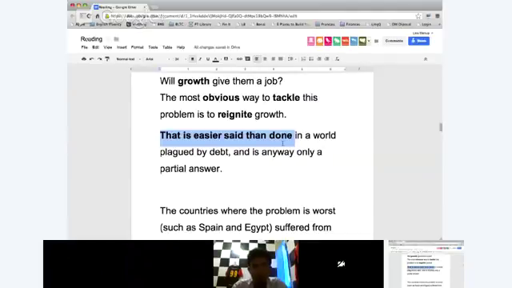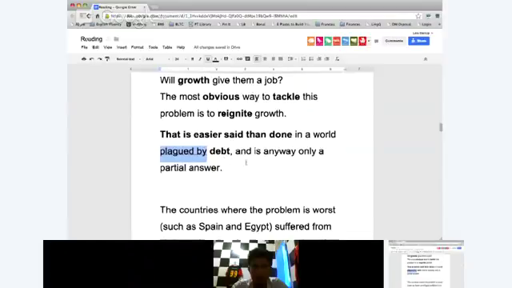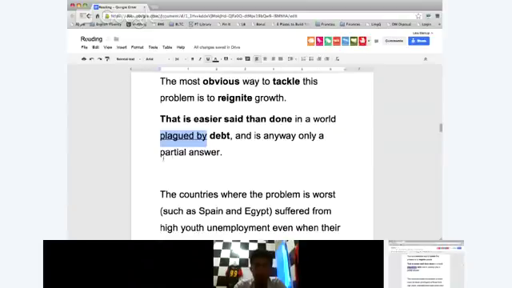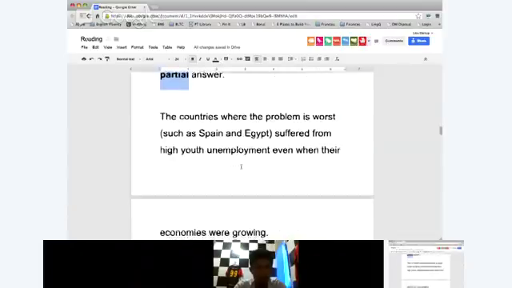It's not so easy to start growth in an economy if everybody's in debt. So it is plagued by, that's a phrasal verb, plagued by. That means you have a problem, and your problem is debt. You owe money, so how are you going to make more jobs for people by creating new businesses if you don't have any money to invest? And anyways, that's only a partial answer. It's not the whole answer. It's just one part of the problem.